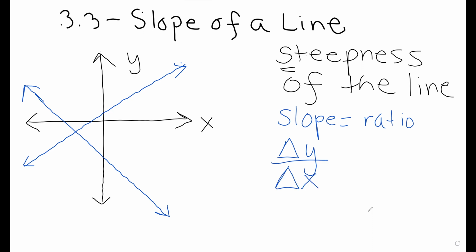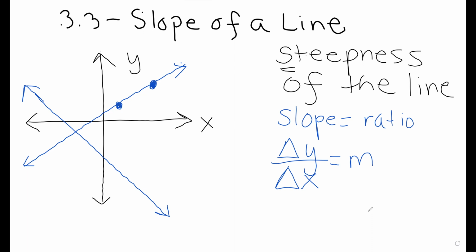This delta means change. And in this section, we use the variable m to indicate the slope. So for example, if we had a point here, we don't know what the point is, it's just a point on the line. And say we have another point on the line, we'll put the point here. So you have 2 points on the line.